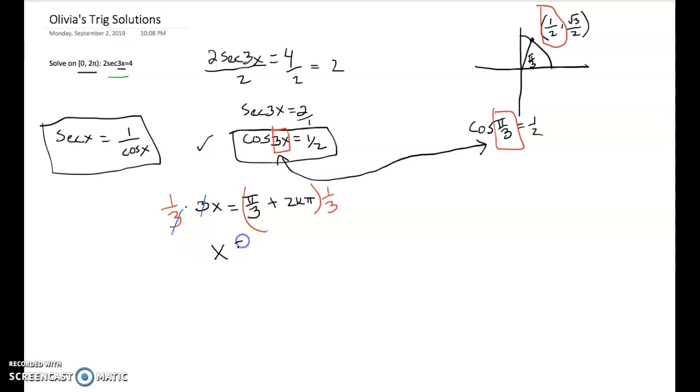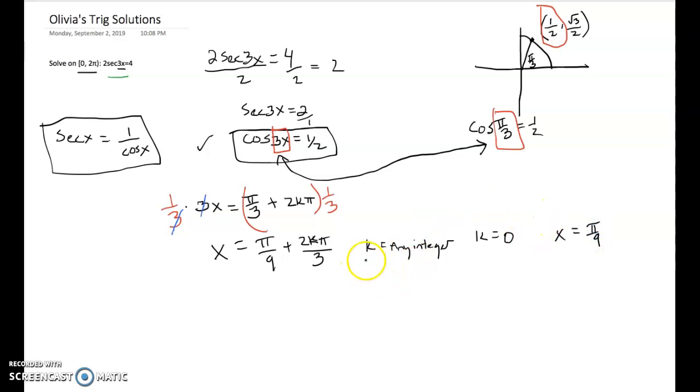So x equals, and then we distribute this through, pi over 9 plus 2k pi over 3. Kind of complicated. However, understanding that k stands for any integer, I just start numbering them up. Suppose k equals 0, then our answer would be x equals pi over 9.